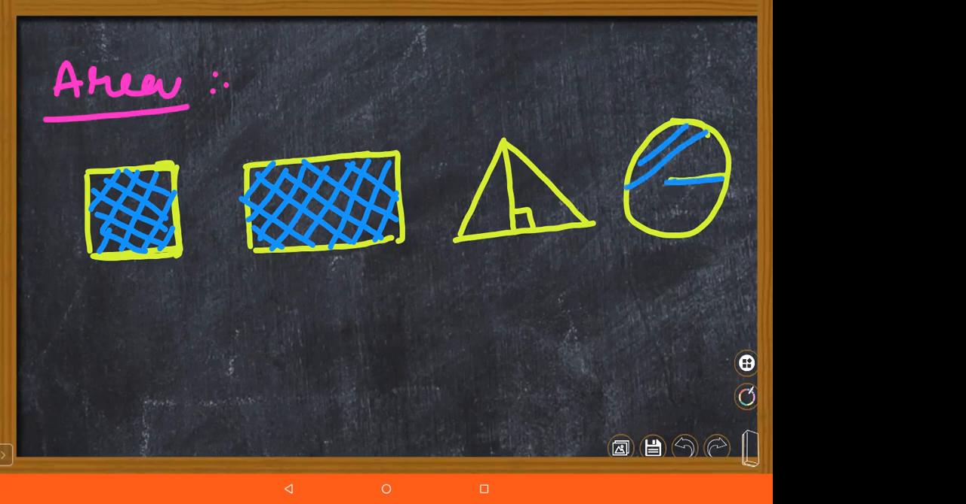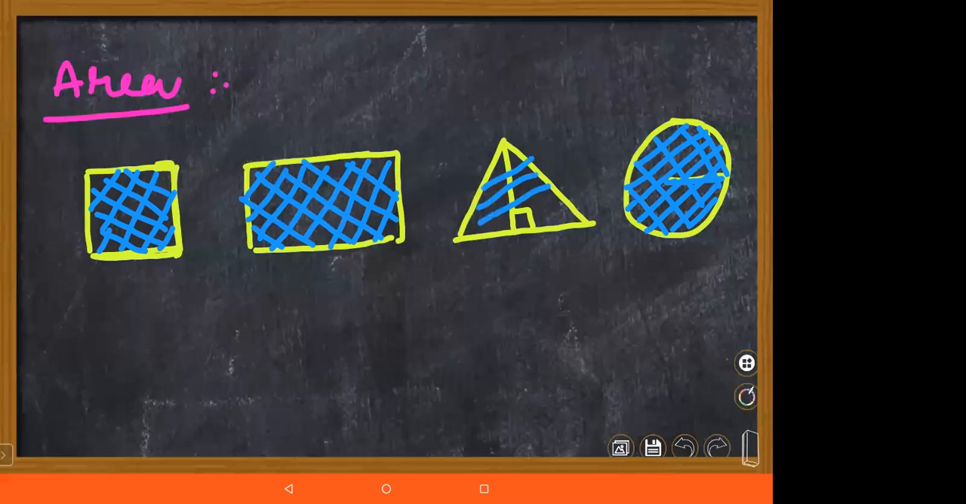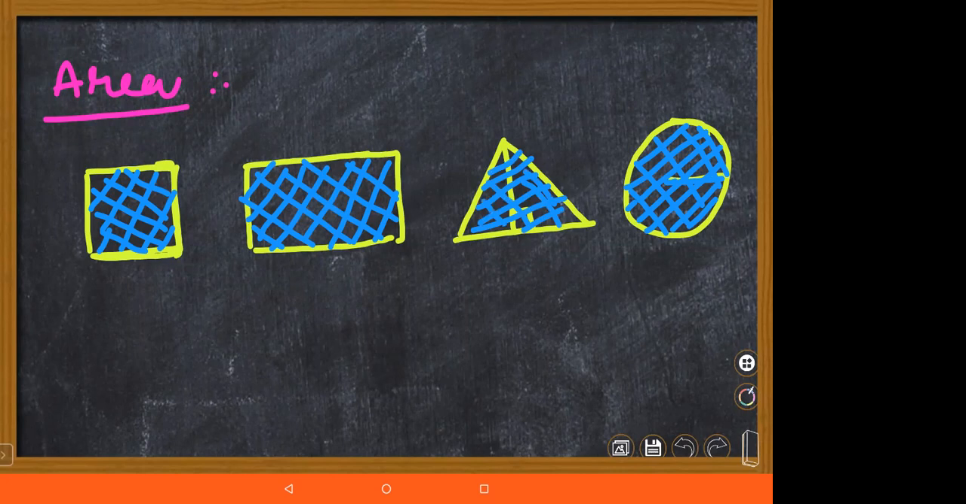Whatever the inside space occupied by the curved region, you just see in this figure, the complete inside boundary, children. What we said just before, perimeter, means we are taking the boundary length. Here, whatever the space occupied by the boundary, that place we can call area.